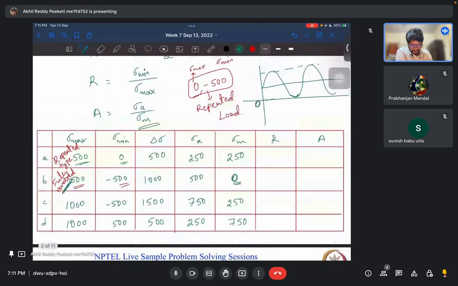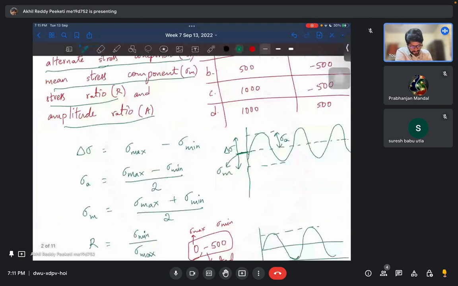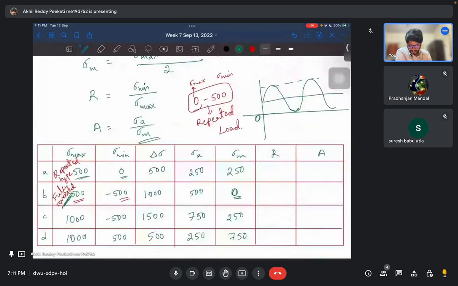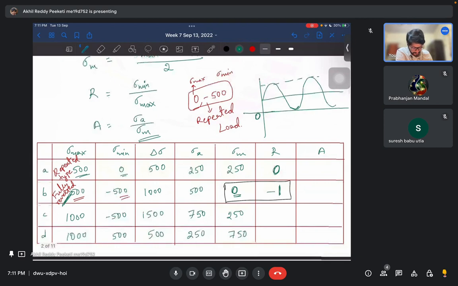Now let's calculate the stress ratio R, sigma min by sigma max. This would be 0. And for the fully reversed load, minimum minus maximum would be minus 1. So these two are the characteristics of a fully reversed load: mean would be 0 and R would be minus 1. Now this would be minus 500 by 1000, so minus 0.5. This is 500 by 1000, so 0.5. Now amplitude ratio, sigma A by sigma M. Here it is 1. So this is infinite, right?